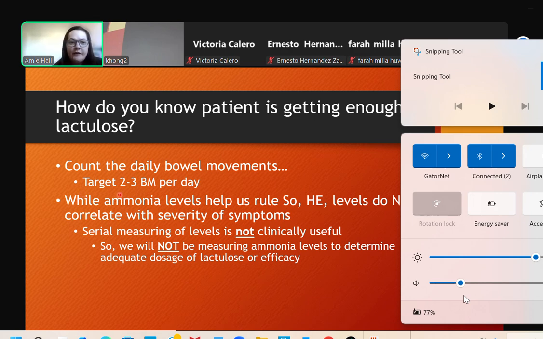And the risk is that if we go above that 2 to 3 bowel movements per day, we end up giving the patient diarrhea, which can cause a whole host of other problems. All right. So if we are monitoring lactulose, we want 2 to 3 bowel movements per day, and we want their mental status improving. We're not measuring ammonia.